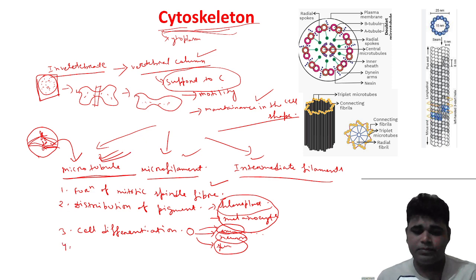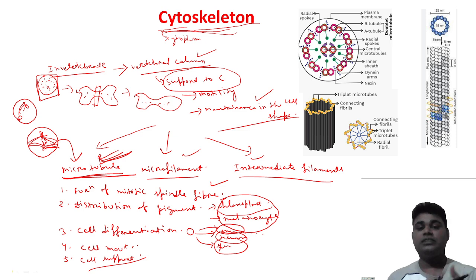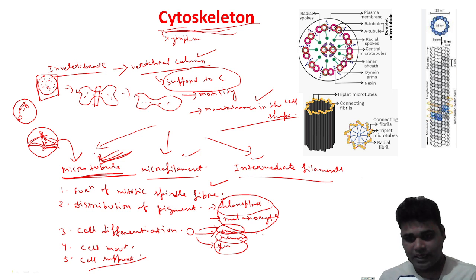And the fourth function is cell movement. For example, during gastrulation, one cell moves to another, and this cell movement is provided by the microtubule. And the main function, of course, is that it also helps in cell support. That means it provides support to the cell. So these are the main functions of the microtubule.